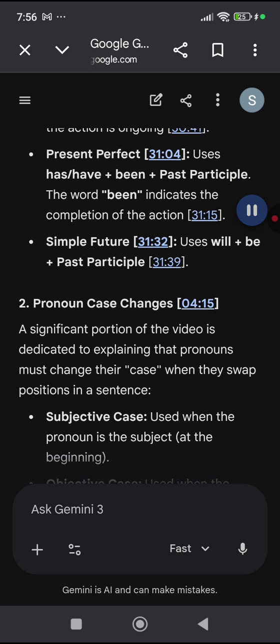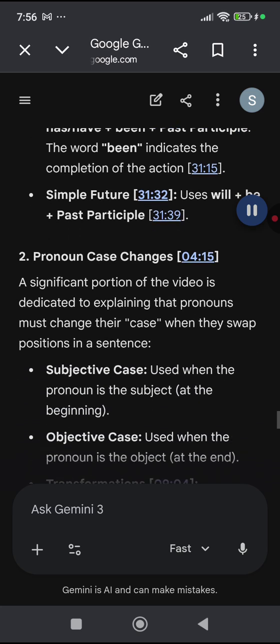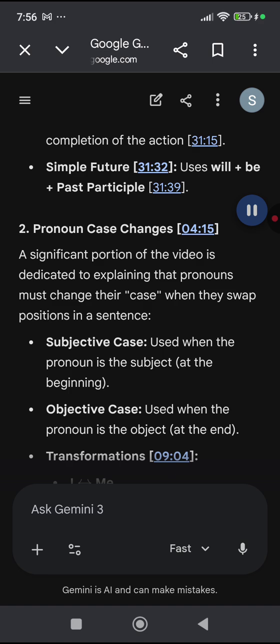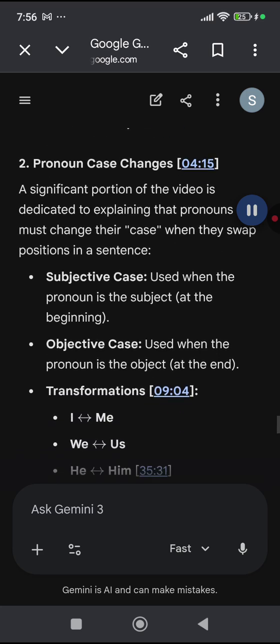2. Pronoun case changes. A significant portion of the video is dedicated to explaining that pronouns must change their case when they swap positions in a sentence. Subjective case is used when the pronoun is the subject, at the beginning. Objective case is used when the pronoun is the object, at the end.